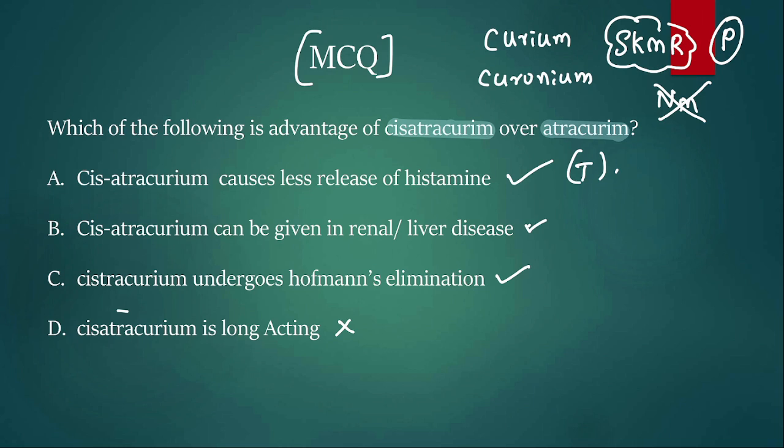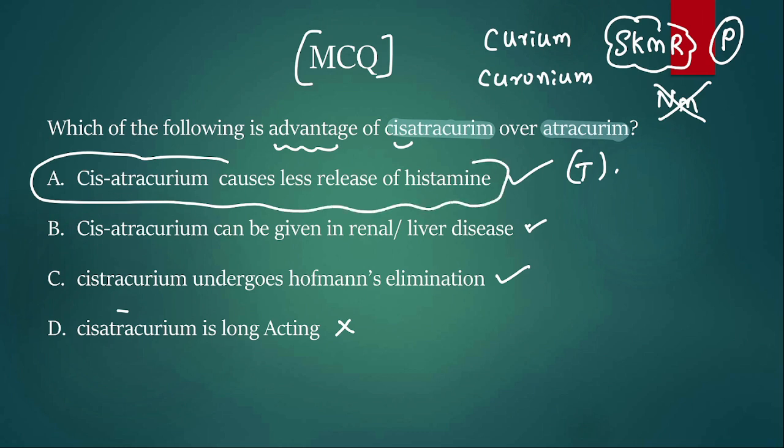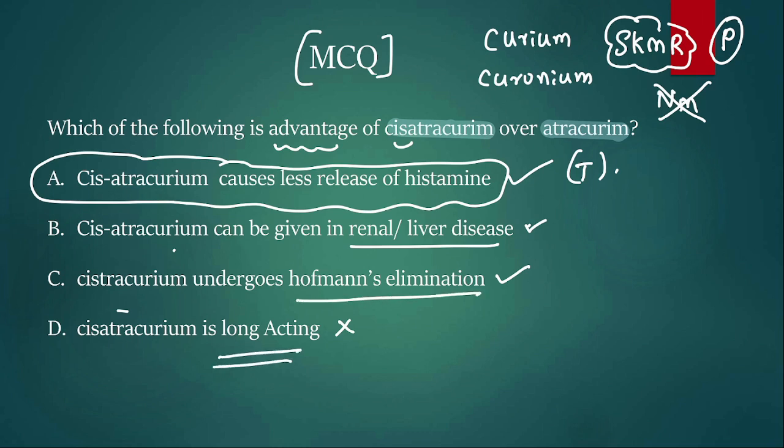So they are asking not true or false. They are asking the advantage of cisatracurium. The advantage is it causes less histamine release, but atracurium causes more. Both can be given in liver and kidney disease. Both undergo Hofmann elimination, and both have the same duration of action, so the answer will be A. So please go through this curium, curonium.